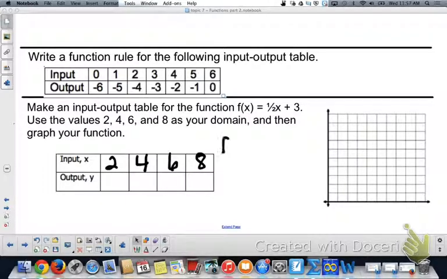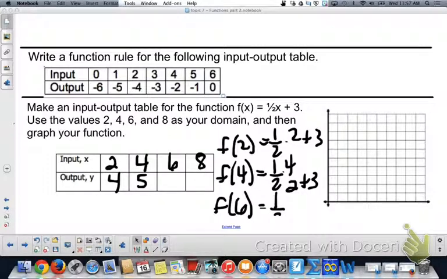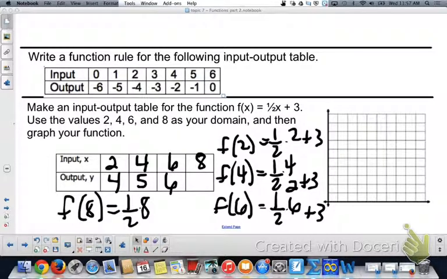If we plug in f of 2, that's 1/2 times 2 plus 3. Half of 2 is 1, plus 3 is 4. F of 4, 1/2 times 4. Half of 4 is 2, plus 3 is 5. F of 6, half of 6 is 3, plus 3 is 6. And then f of 8, half of 8 is 4, plus 3 is 7. So there's your input-output table.